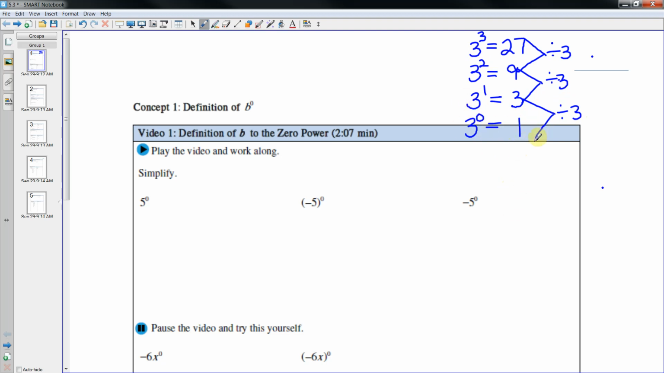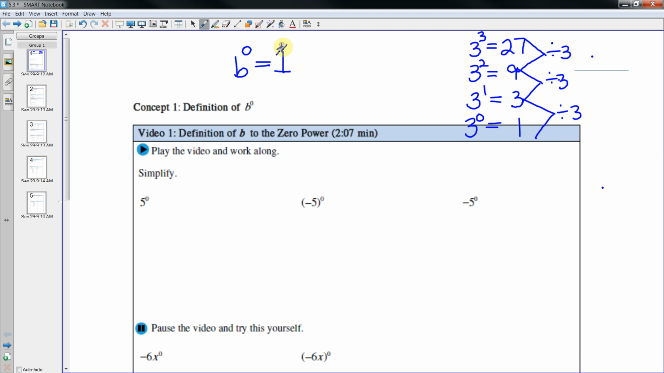And that is the rule that we're about to talk about. 3 to the 0 equals 1. That doesn't sound like it should be right, but it is correct. If you have any term raised to the 0 power, that equals the number 1.